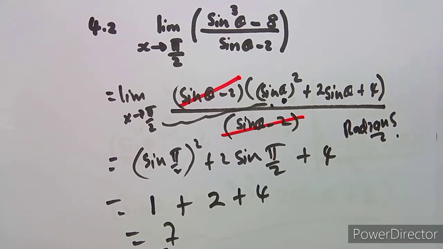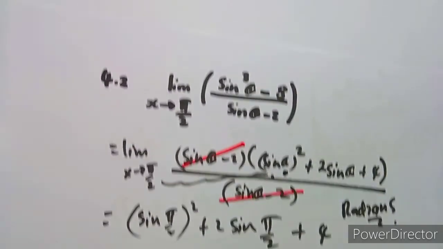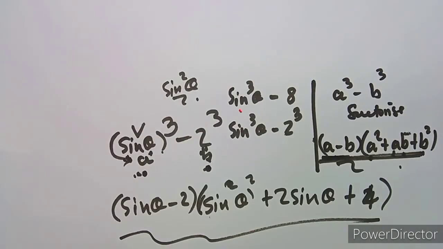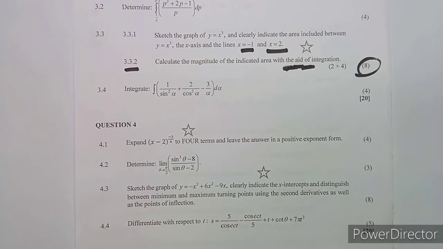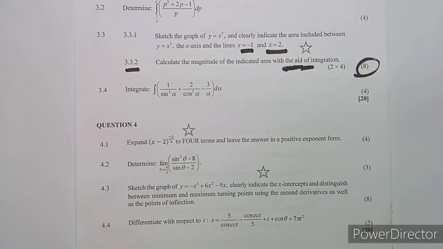this is under derivatives, limits, you see. So that's binomial theorem and so forth. Now this is actually a derivative thing. And also this type of question that they can actually ask, where they can ask you to sketch the graph of y and indicate the x-intercepts, distinguish between the minimum and maximum turning points using the second derivatives, as well as the point of inflection. So there, guys, we had a lot of things to work on. Anyways, let's see.